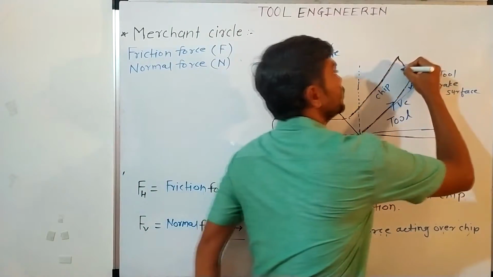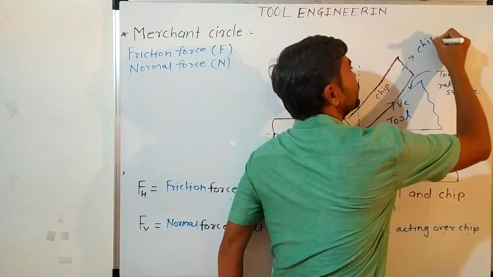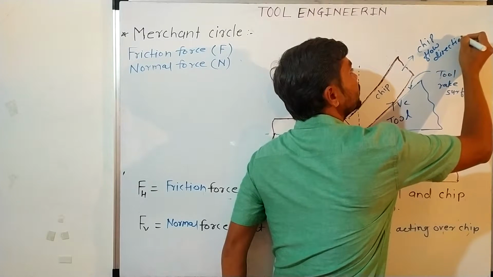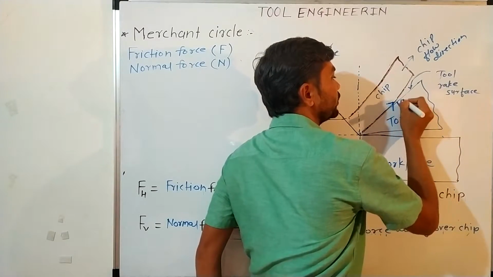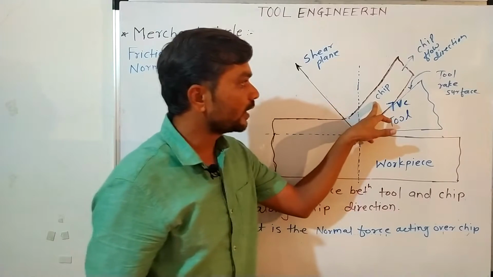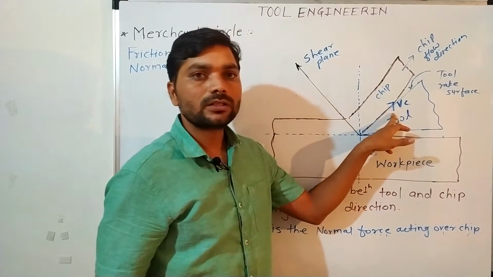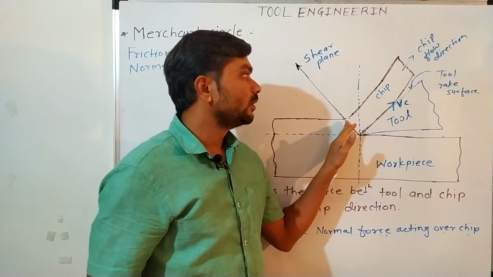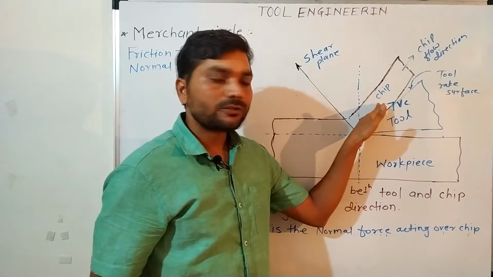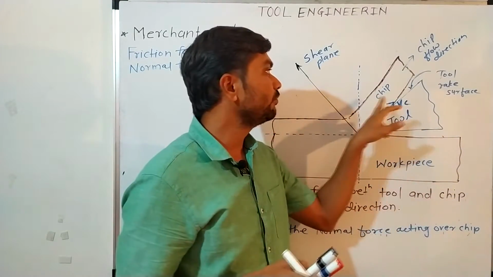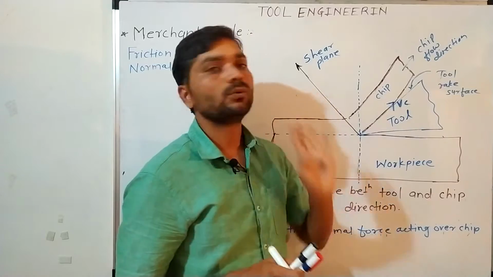So this is our chip flow direction, and in the chip flow direction we have cutting velocity. Here we can see that there is a friction generated between the chip and the tool rake surface, because this chip flow takes place over the tool rake surface, and because of that there is friction between the chip and the tool rake surface.